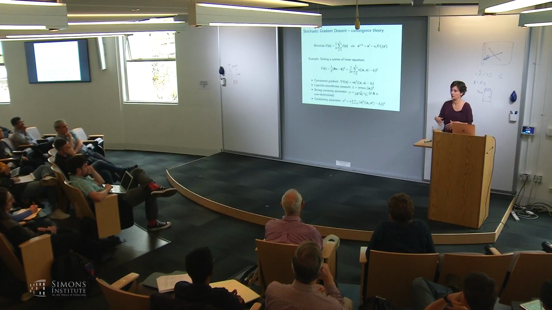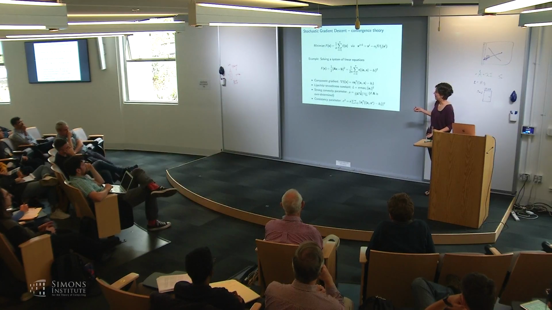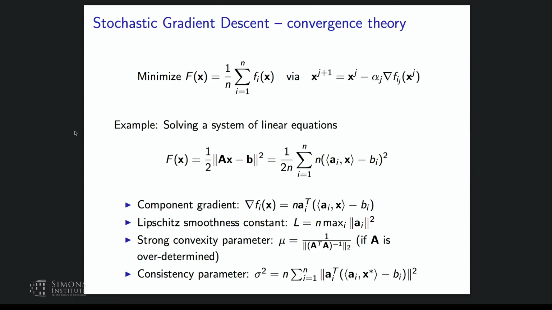This is related to previous talks at this workshop. And all of these symbols that I'm throwing around, you can really place them in terms of linear regression. So if we want to solve a system of linear equations, so we have Ax minus b, and we want to solve for x using stochastic gradient descent.